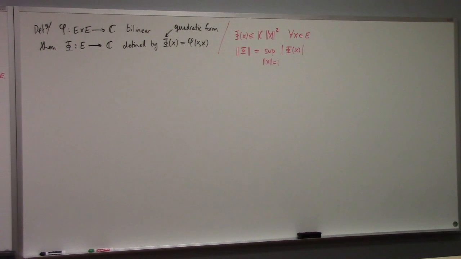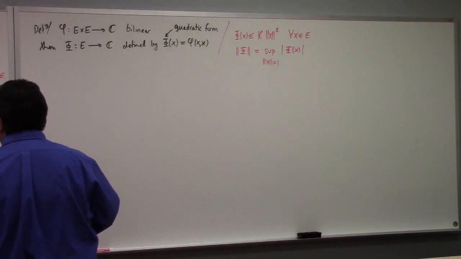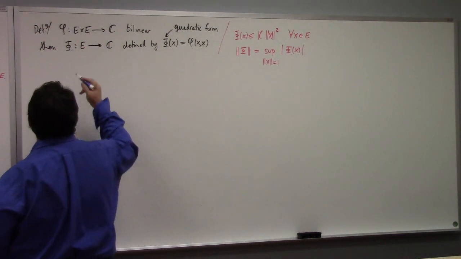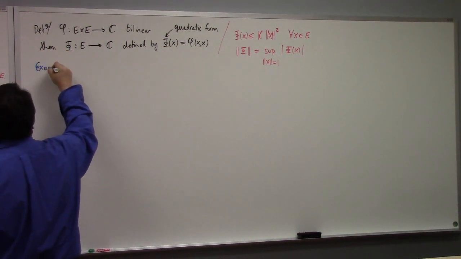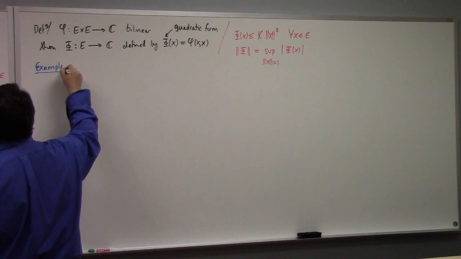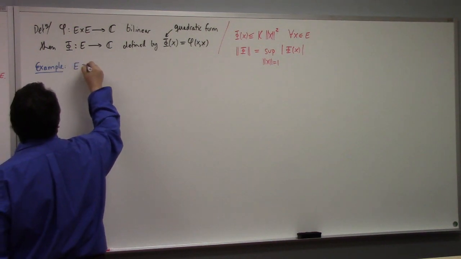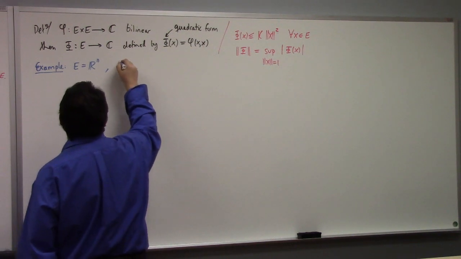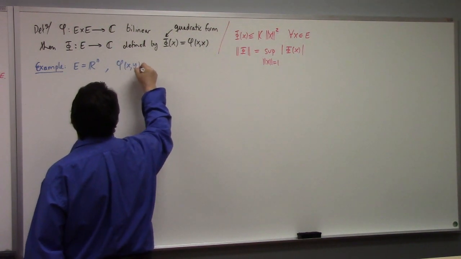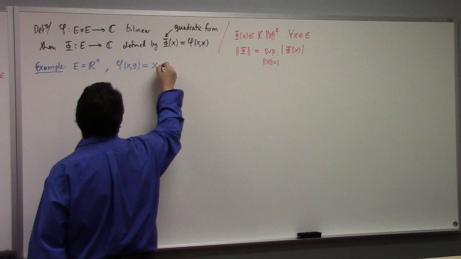Just to make this slightly less mysterious, let me take a step down from the clouds here and give you a specific example of what's going on. I'm going to make it real, just to be different. So let E equal R^n, and let's say phi of x comma y equal the dot product of x and y.